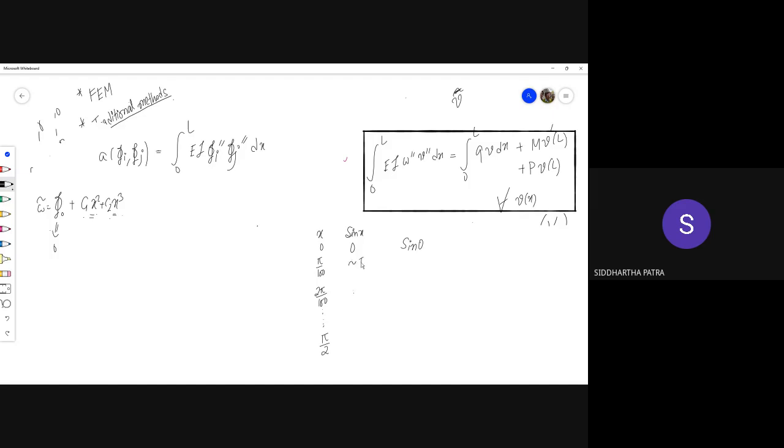So approximately pi by 100 right here, because you see sine theta is close to theta. Here also approximately pi by 2, 2 pi by 100 or pi by 50. And by the time it reaches pi by 2, it is 1. Okay. So what these are essentially, these are vectors. And you know that your sine theta curve becomes smoother and smoother if you take more and more points.